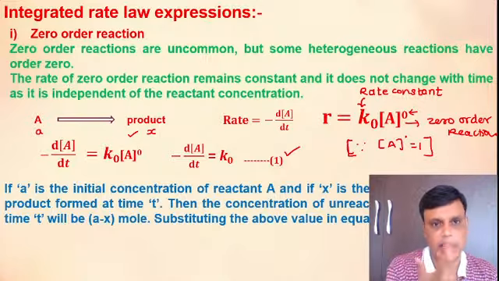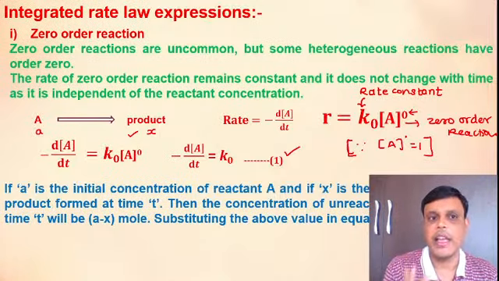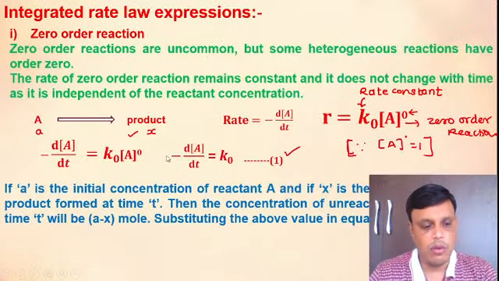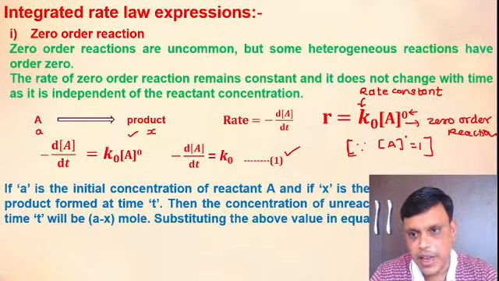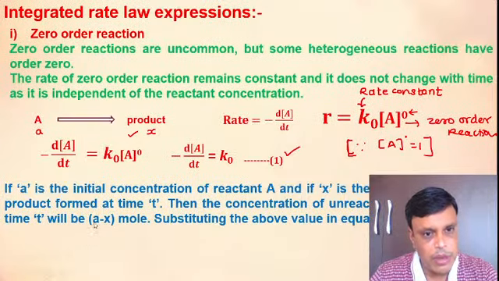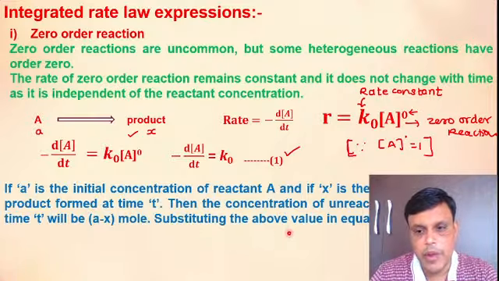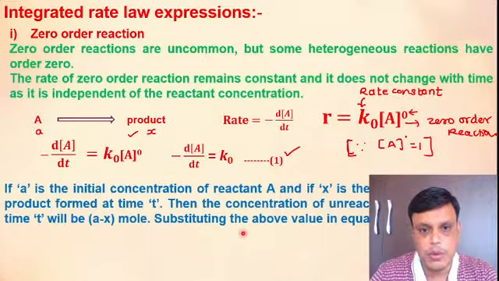How much unreacted A will there be? A minus X, because X is the product formed from A. So the concentration of unreacted reactant A at time t will be A minus X mole. So we will substitute the above value in equation 1.